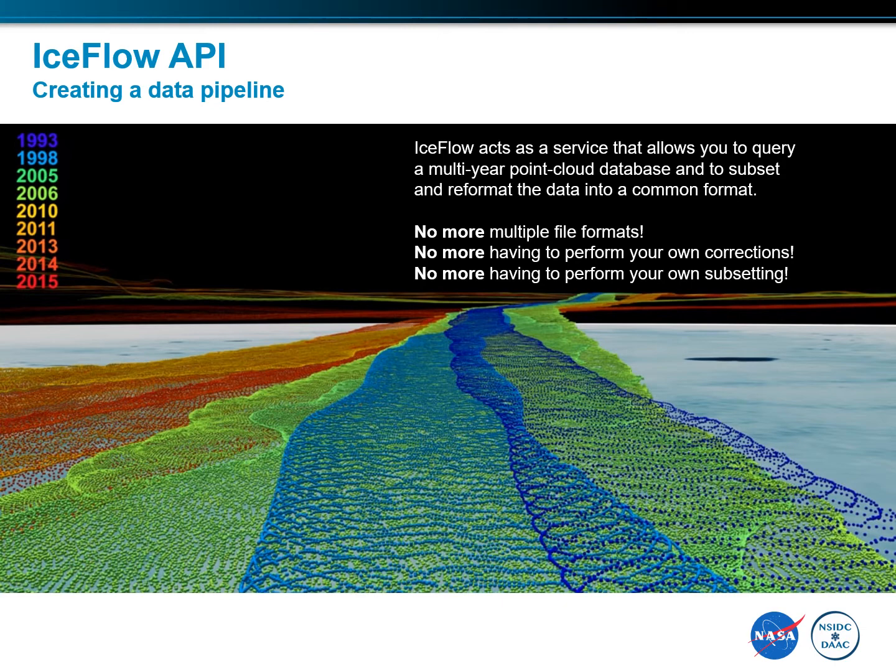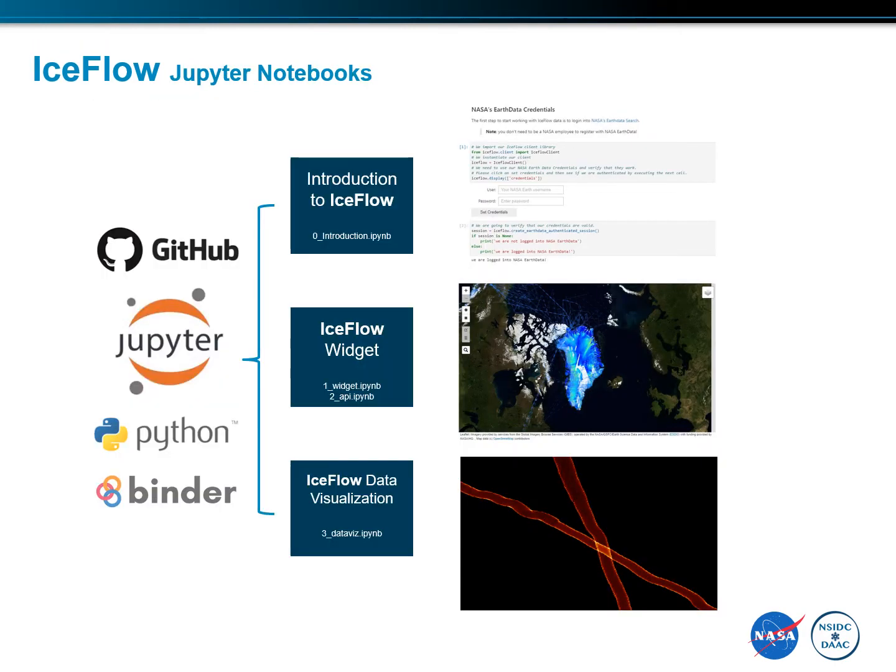This means no more working with multiple data formats, no more having to perform your own geophysical corrections, and no more having to perform your own spatial and temporal subsetting. The data is now harmonized and ready for time series analysis. While the IceFlow API allows for all data access and formatting options to be implemented in a terminal environment, NSIDC has also built several Jupyter notebooks for new users and those interested in viewing data before downloading it.